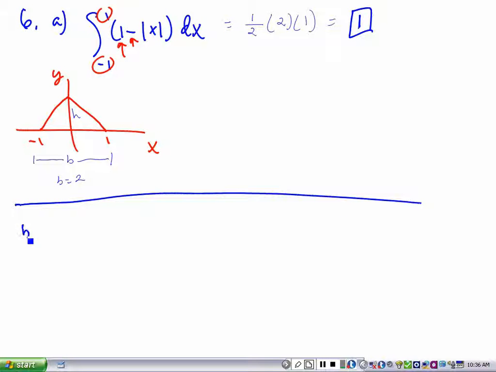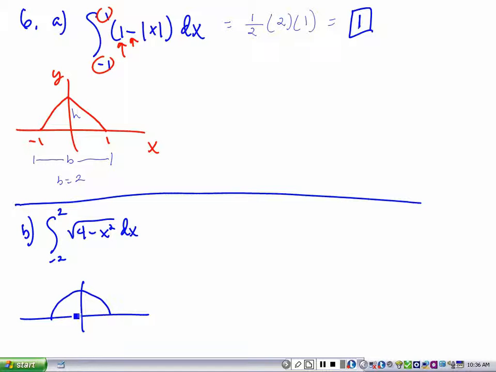for part B, here they give us a semicircle, the square root of 4 minus x squared dx. Semicircle. This is negative 2 to 2 on the x-axis, and then on the y-axis we go up a radius of 2. So this is the area.